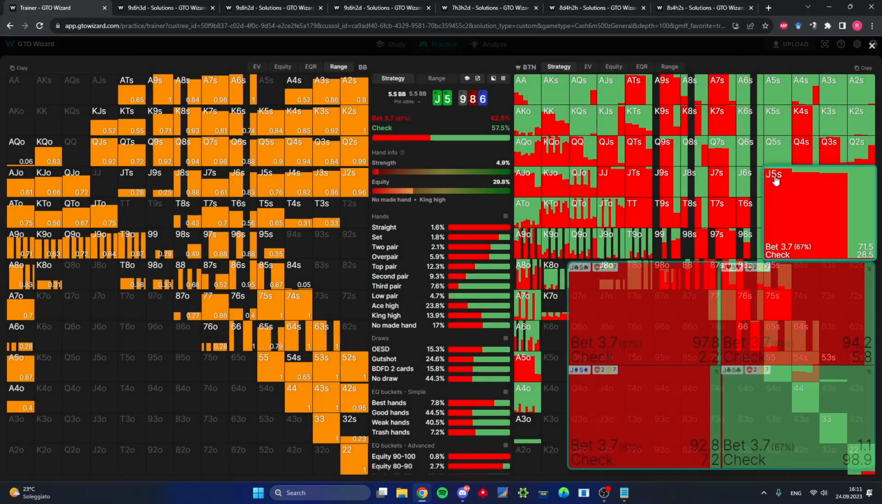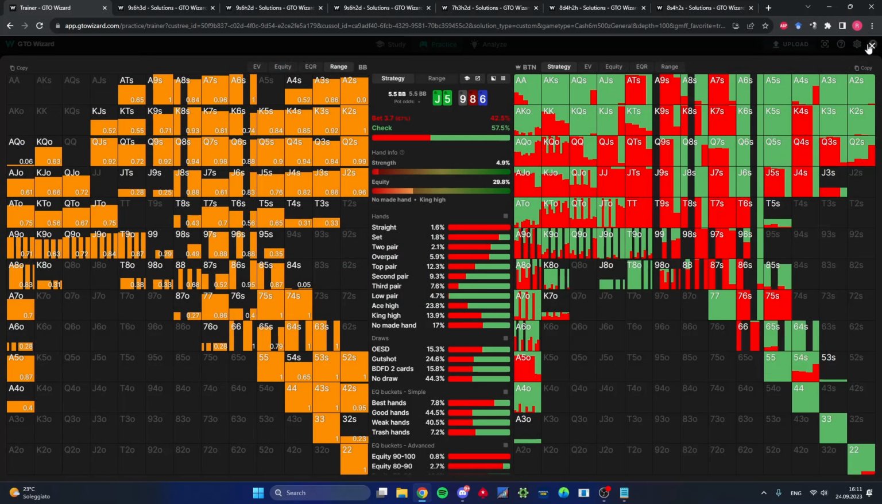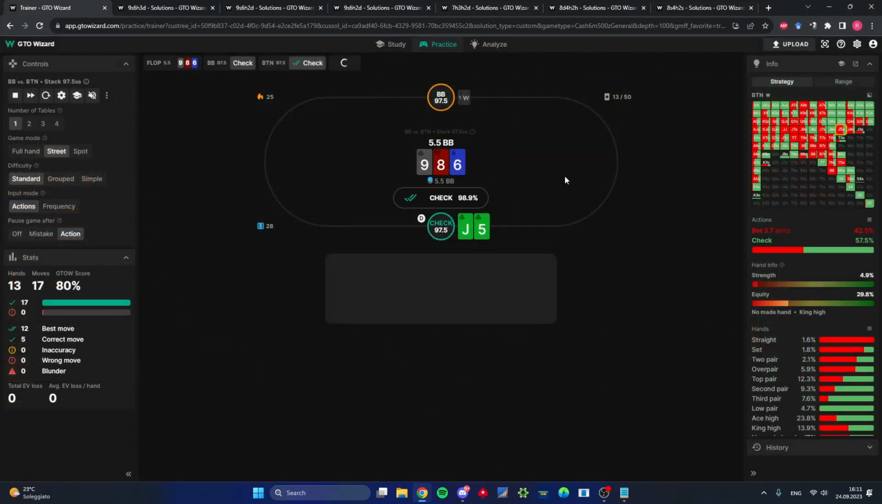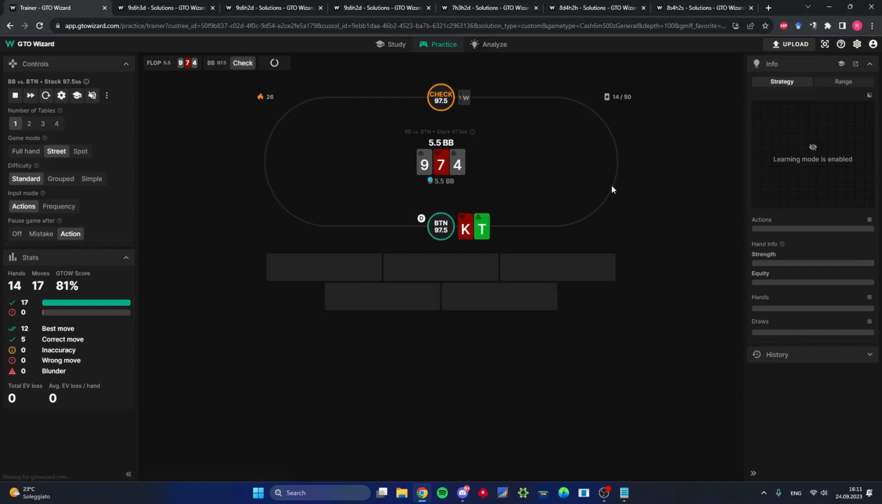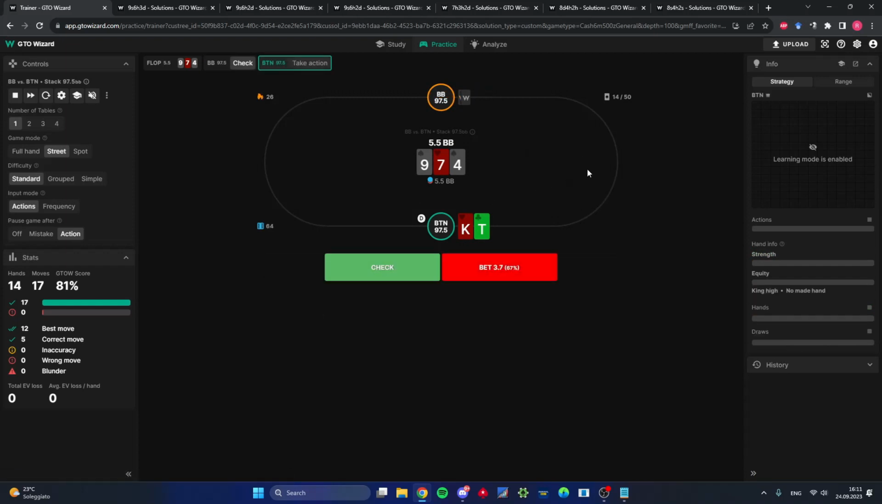With the backdoor flush draw, we could bet it. A pretty obvious reason, but still good to know, to always see this theme coming back. 9-7-4 has a flush draw, but it's quite disconnected. Tens and jacks are still really happy on this flop. Probably again 45% betting frequency overall.